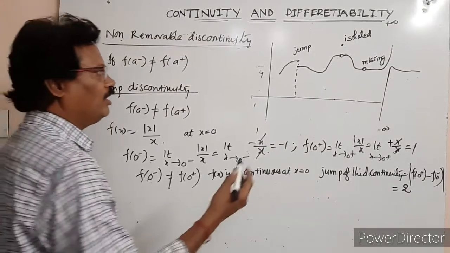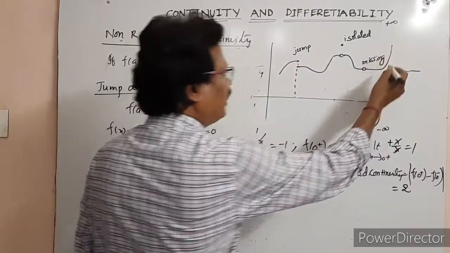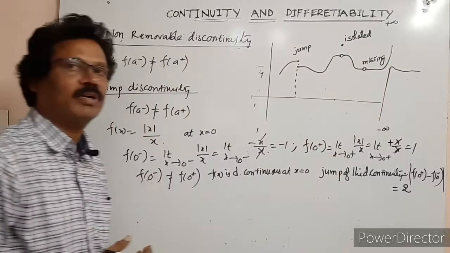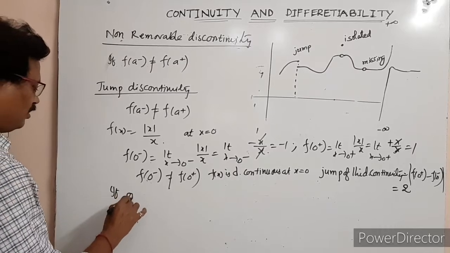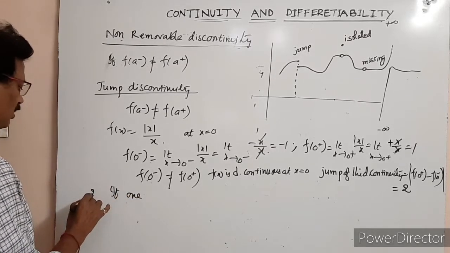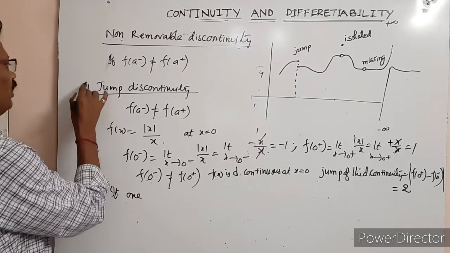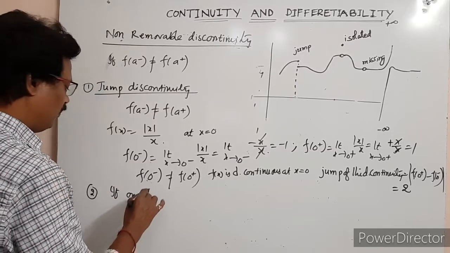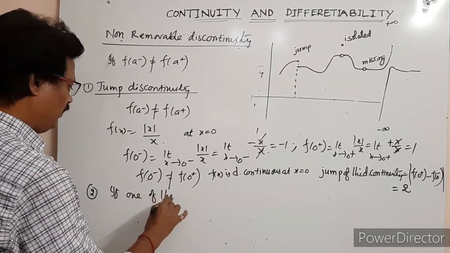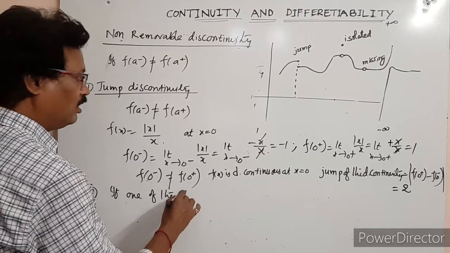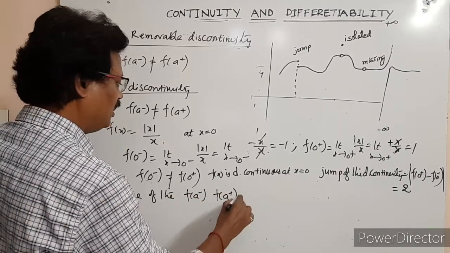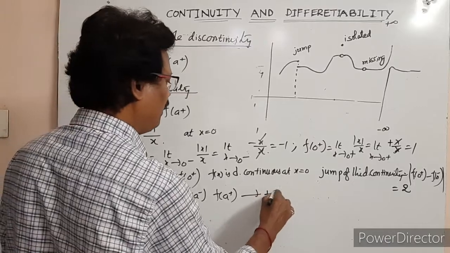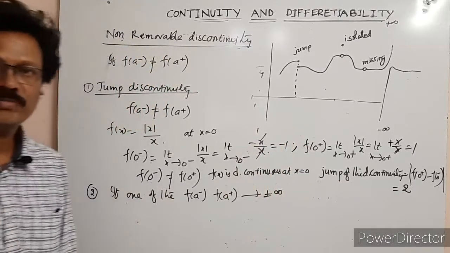Now next one here: one of the limits tending to either plus infinity or minus infinity. If one of f of a minus or f of a plus tends to either plus infinity or minus infinity.